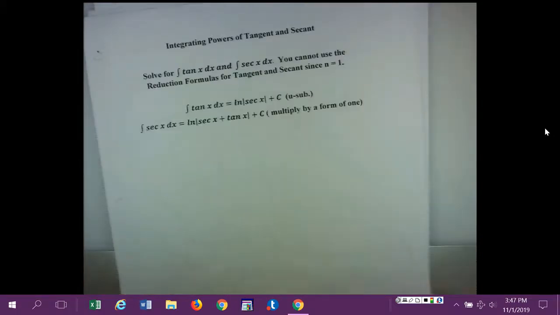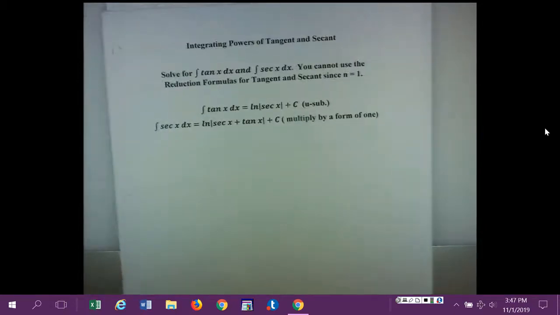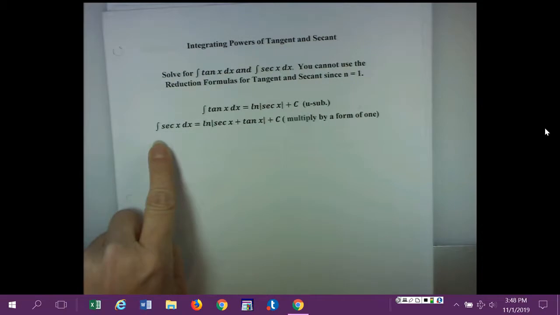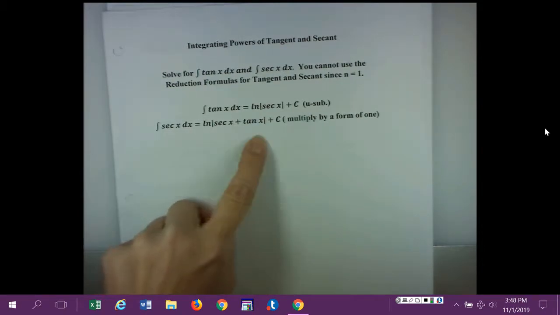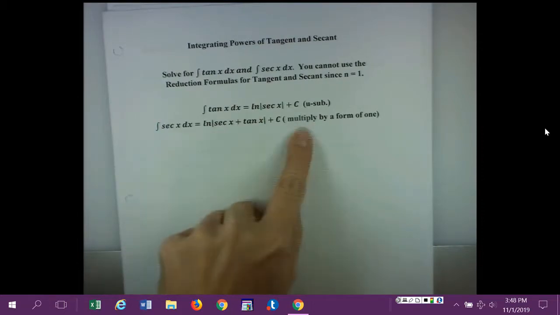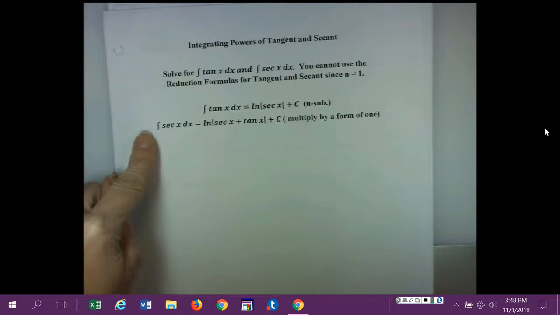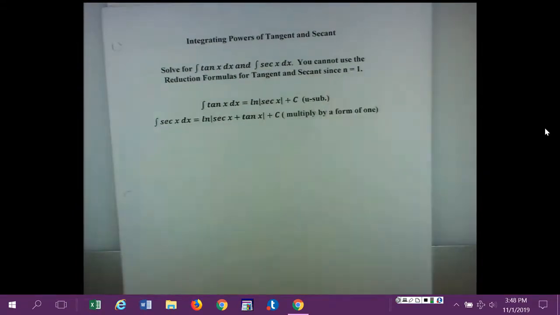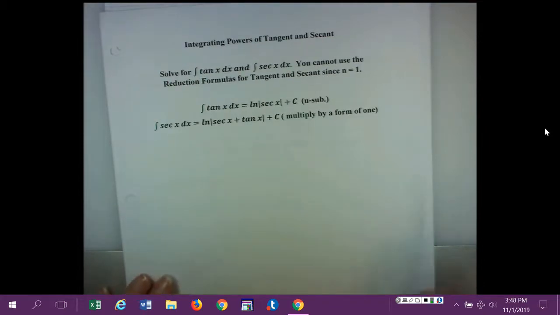Now the next problem I'd like to show you. You have blue box specials on your formula sheet for tangent and secant. The blue box special for tangent is natural log of secant plus c. The blue box special for secant is natural log absolute value of secant x plus tangent x plus c. What they did here is they used u sub. Here they multiply by a form of 1. We cannot use the reduction formula because n is equal to 1, so we have to apply an alternative method here. And I'll show you where these are located once again.